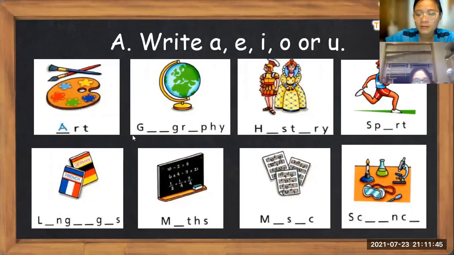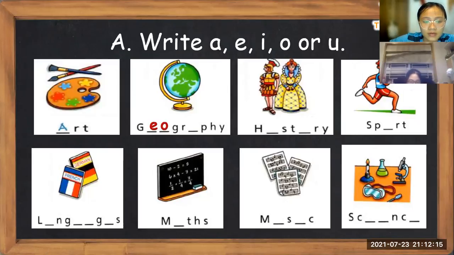Okay. I received your answer here. Now we'll check it here. And now let's check the spelling of the words from number 2 to number 8 here. Let's see. Number 2, what subject is this? Can you see the globe here? We call it geography, right? Geography.